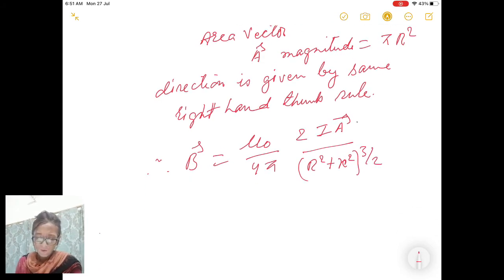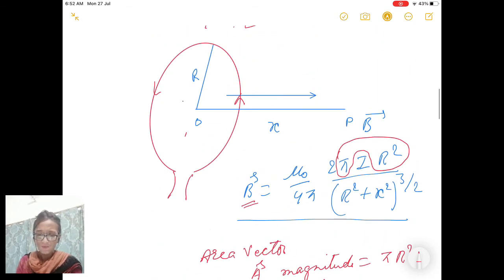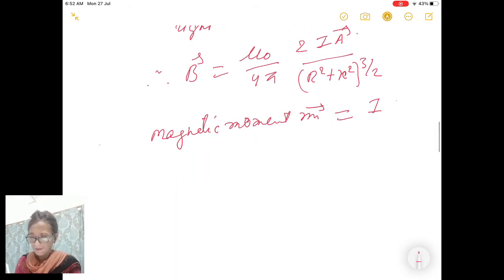Now we also know that there is a physical quantity, magnetic moment, vector M, which is equal to the current flowing through this circular loop multiplied by its area. And the direction of the magnetic moment and the area vector is the same, as the magnetic moment vector is obtained by the same right hand thumb rule.